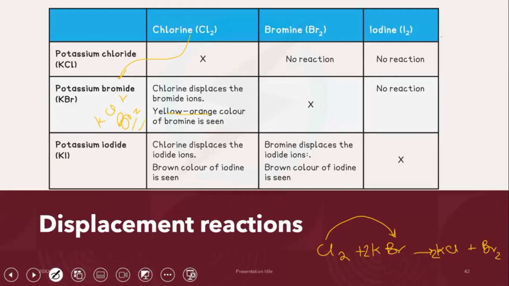Similarly, if I take chlorine and react it with potassium iodide, chlorine is more reactive than iodine as well. So it can displace iodine from the compound. It will remove iodine from the compound, and you will get potassium chloride and iodine. And the iodine is going to be visible in the form of a brown color. So these are the observations that you're going to see.